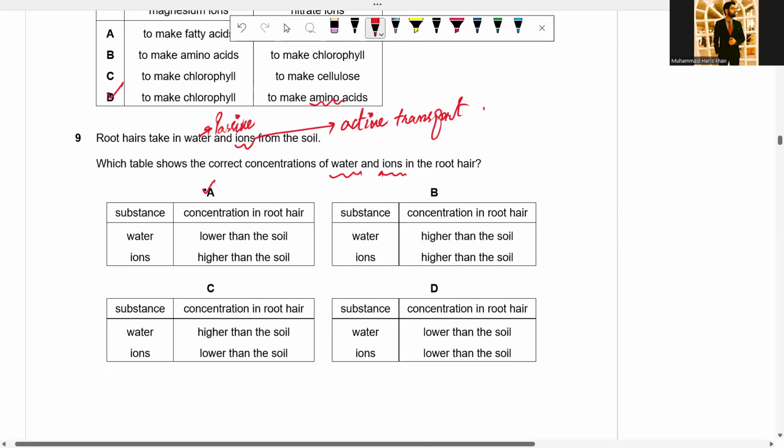Water will be higher in the soil and lower in the root hairs, and ions will be higher in the root hairs and lower in the soil.